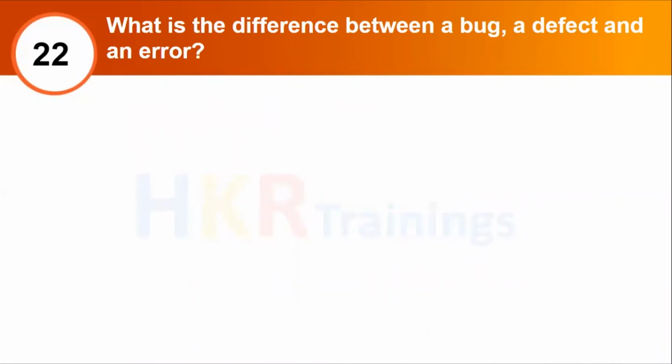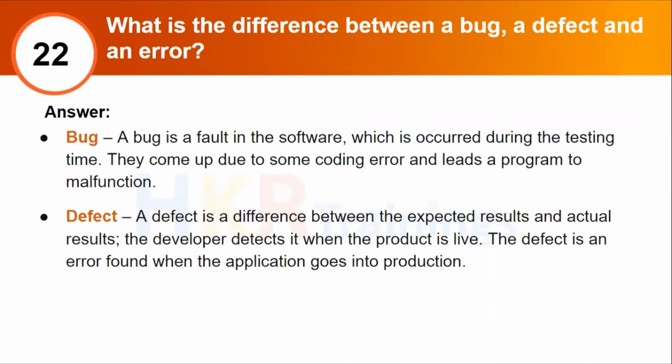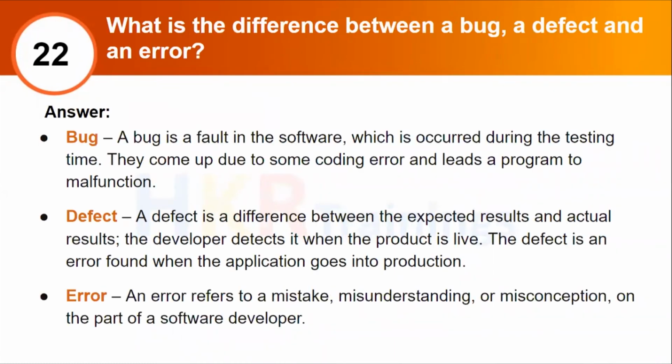What is the difference between a bug, a defect, and an error? During our testing, if we encounter any issue, like something not functioning as expected due to some code error, and it is encountered during our testing time, then it is called a bug. What is a defect? A defect is when the tester doesn't find the bug and it goes into production, and we find that defect there in production, then it is called a defect.